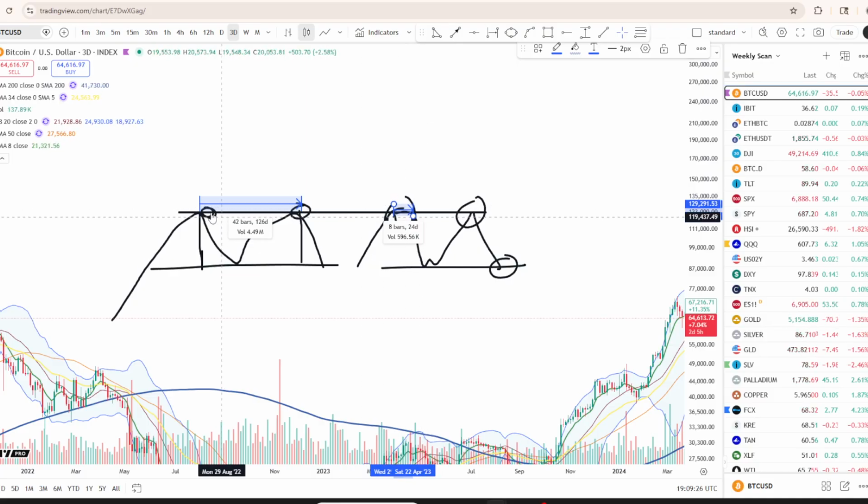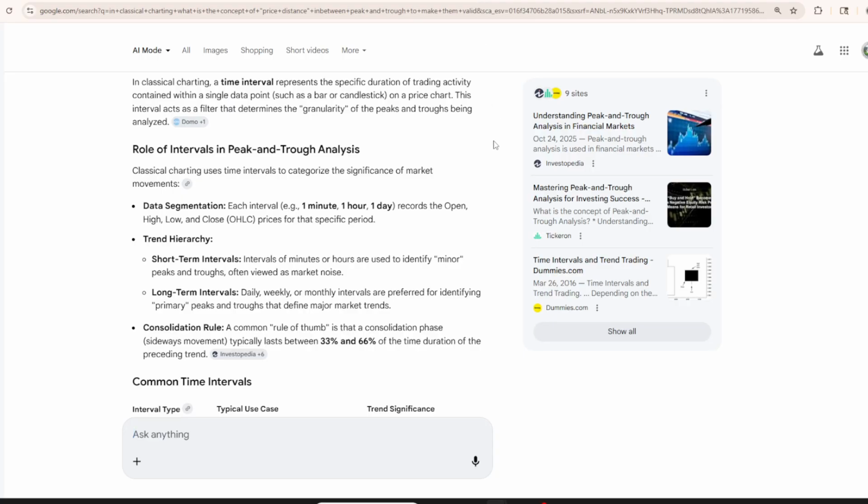So the time interval in between the attempts is an important concept in classical charting, specifically with a double bottom or double top, triple bottom, triple top type of structure.